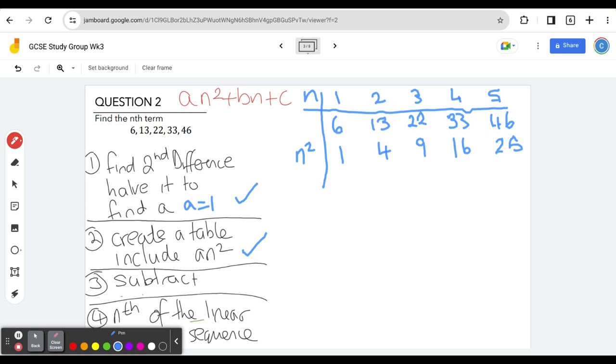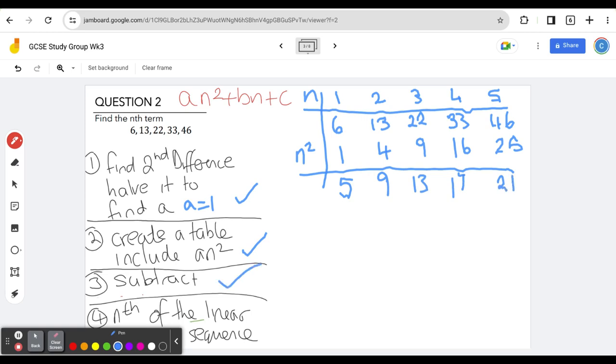Now I'm going to subtract those numbers. 6 take away 1 is 5. 13 take away 4 is 9. 22 take away 9 is 13. And I can see here that it's going up in 4s.